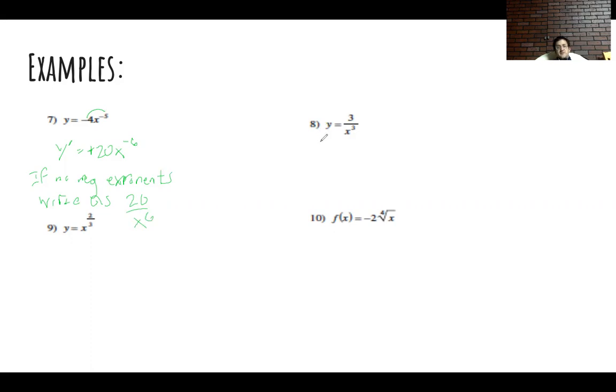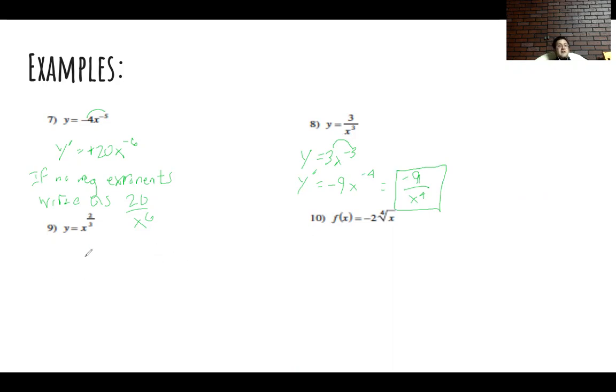Now for number 8, this is not written in a way that is very good for the power rule. So you want to rewrite it first as 3x to the negative 3rd, so that it's like what you did for number 7. Then y prime is equal to negative 9x to the negative 4th. And if we want to rid ourselves of negative exponents, I just write it as negative 9 over x to the 4th.